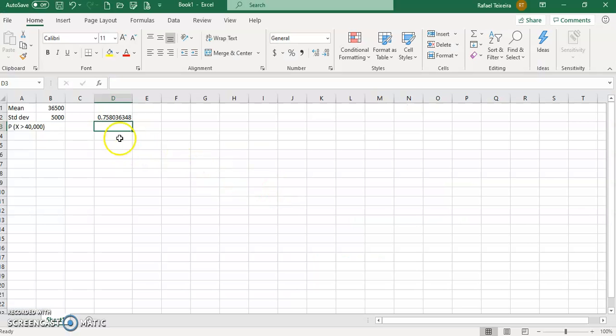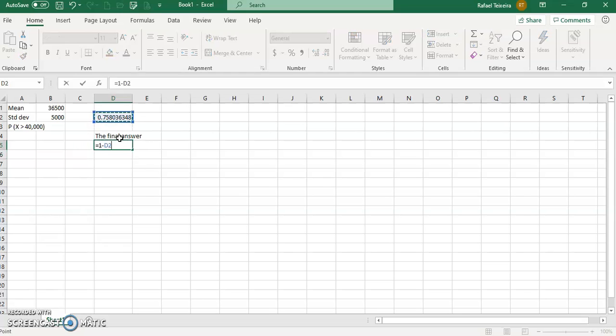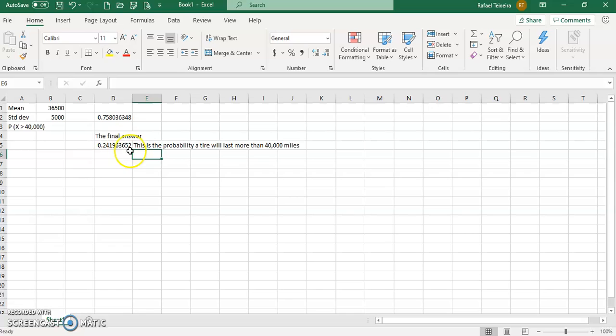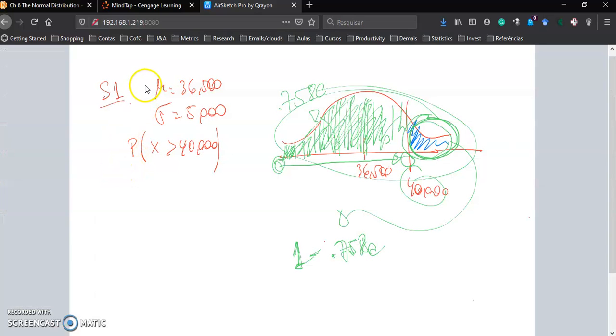Okay, so the final answer is equal to 1 minus this number. So this is the probability that a tire will last more than 40,000 miles. Okay, this is how you compute the probability.